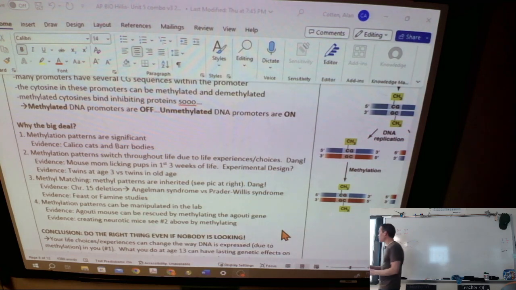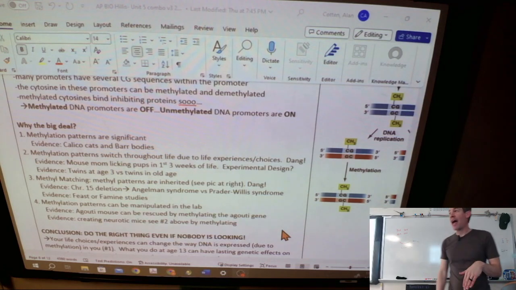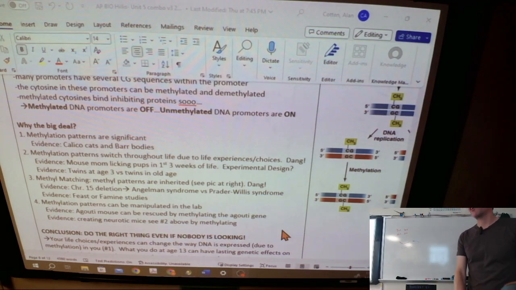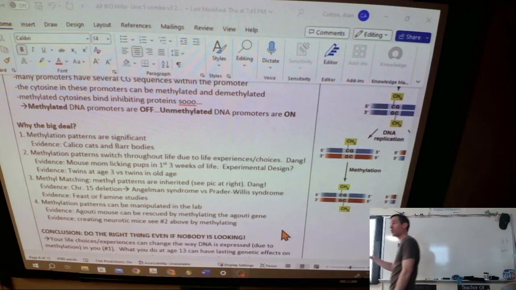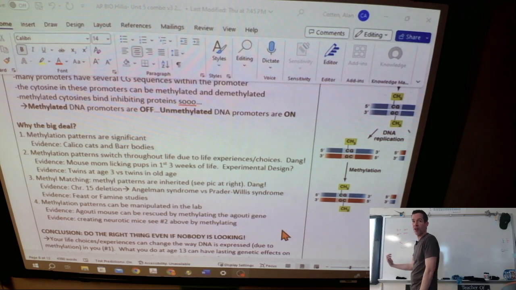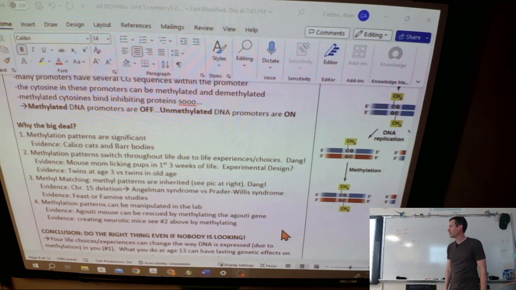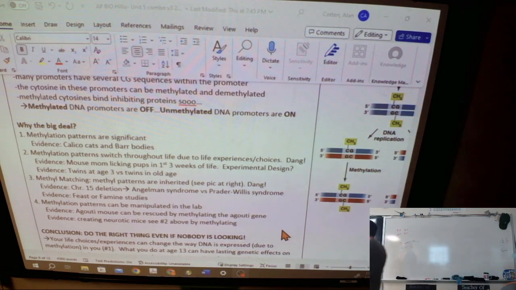All right, the last one, this one's new. I can mess with methyl patterns in a lab. So I can do experiments and see, hey, what happens if I add a methyl group and turn that gene off? Or that gene's off. What if I remove the methyl groups and allow it to be turned on? The feast or famine we'll skip.